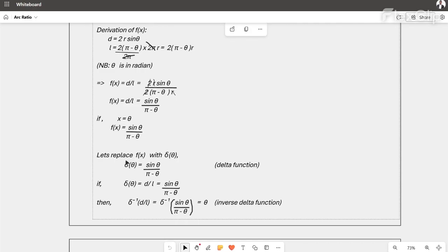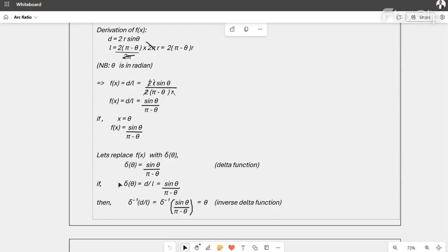Now let's replace f of x with delta theta. Our function will look like this: delta theta is equal to sine theta all over pi minus theta. This function here is called the delta function.